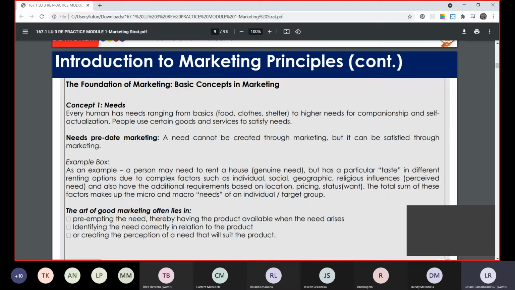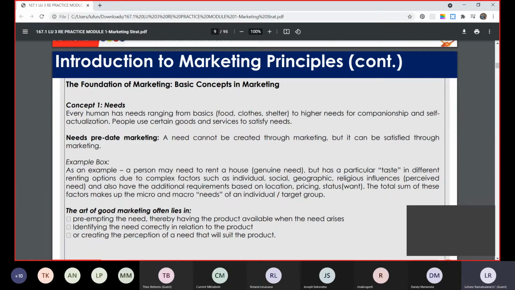For example, a person needs to rent a house. It's a genuine need, but they have a particular taste in different renting options due to complex factors such as individual, social, geographic, in terms of where exactly, and religious influences, perceived needs, and also have additional requirements based on the location, the pricing, the status, which is a want, literally.